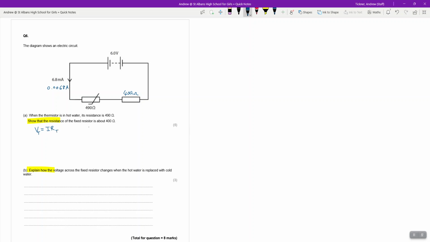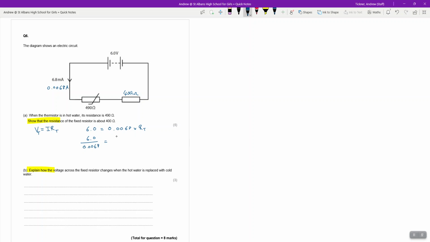So let's put these numbers in. So I've got 6.0 volts is equal to 0.0068, that's my current, times the total resistance. I can then rearrange that. So I've got 6.0 over 0.0068. And I'm just going to get my calculator because I haven't pre-worked this one out. 6 over 0.0068.